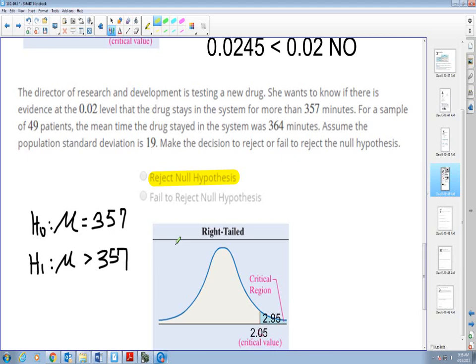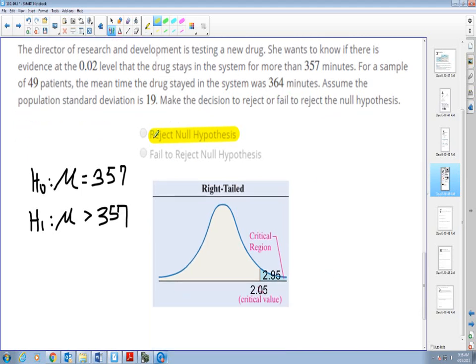So the drug is claiming it will stay for 357 minutes. She feels that based on her research, it's more than 357, because the sample she found was 364. So it turns out that our test statistic will fall into the rejection region, so we reject the 357. Okay, so she did find sufficient evidence to support her claim.